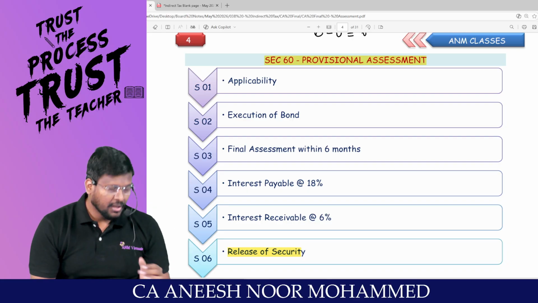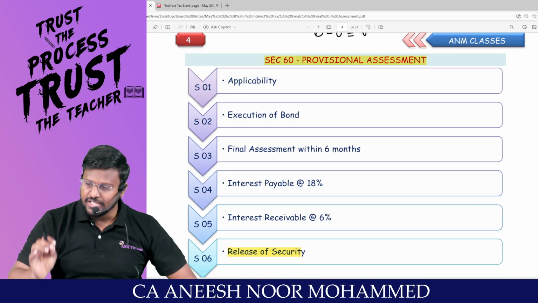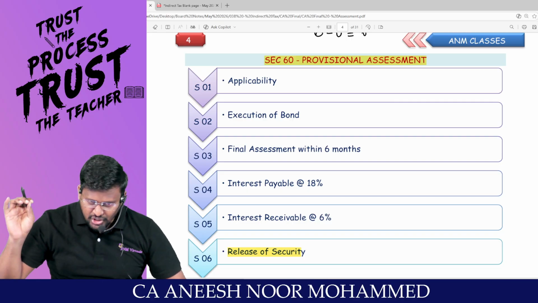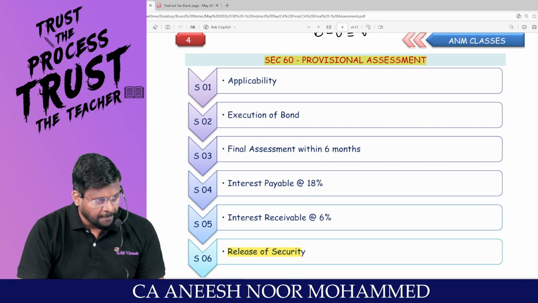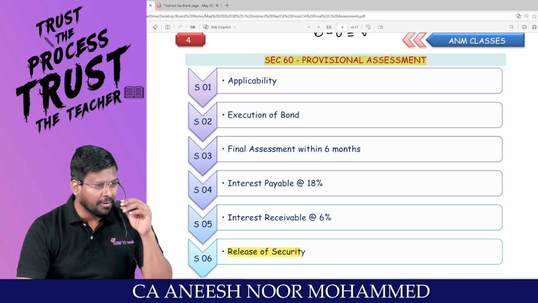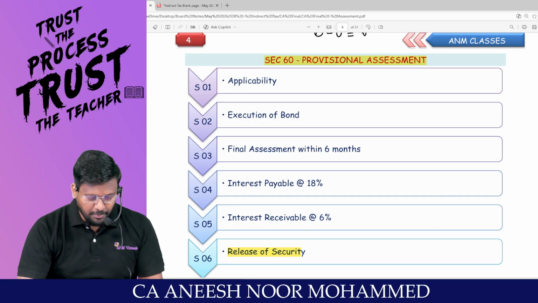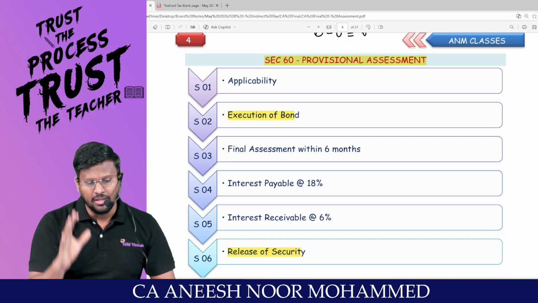Are you all really with me? That means whatever security was given at the time of initiation of the provisional assessment will be released once you have paid everything. No. After the final assessment order, if you are not paying the differential amount, that means they will execute the bond and they will recover the money for the department.